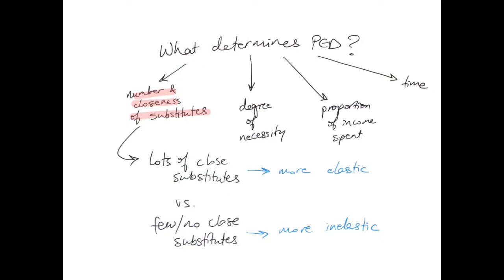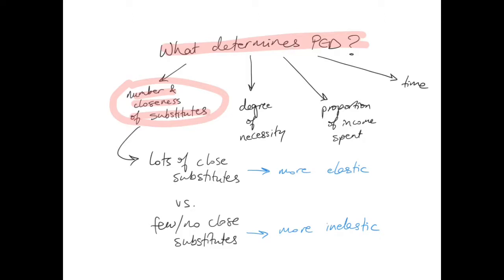So what determines PED? What actually determines whether the demand for a product will be price elastic or price inelastic? Well, there are four determinants. Okay, the first one is the number and closeness of substitutes. The second one is the degree of necessity. The third one is the proportion of income spent, and the fourth one is time. In the next few slides, I'll explain each of them. So let's start with the number and closeness of substitutes.